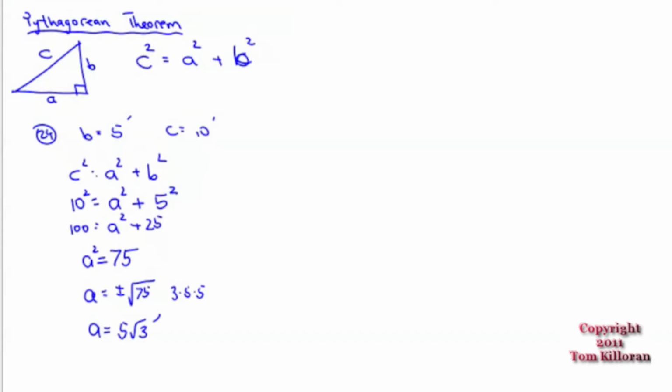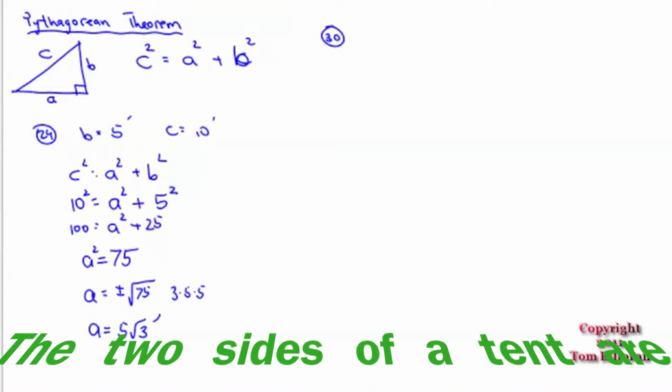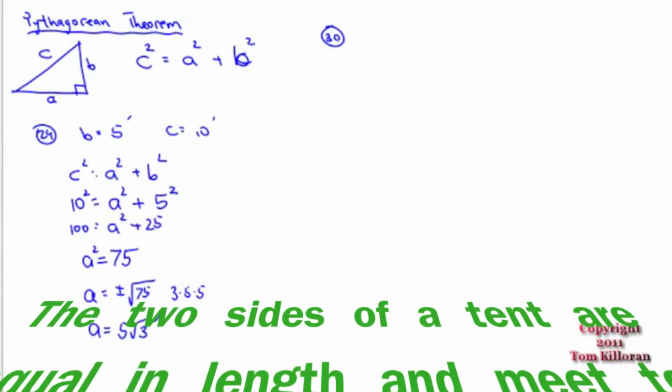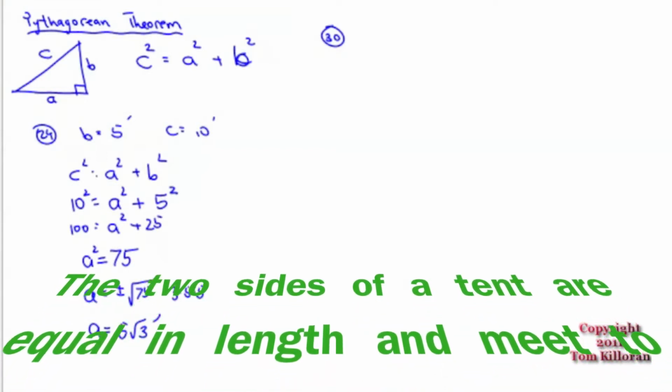Until you do something like number 30. This should be easy too. The two sides of a tent are equal in length and meet to form a right triangle. If the width of the floor of the tent is 8 feet, what is the length of the two sides?